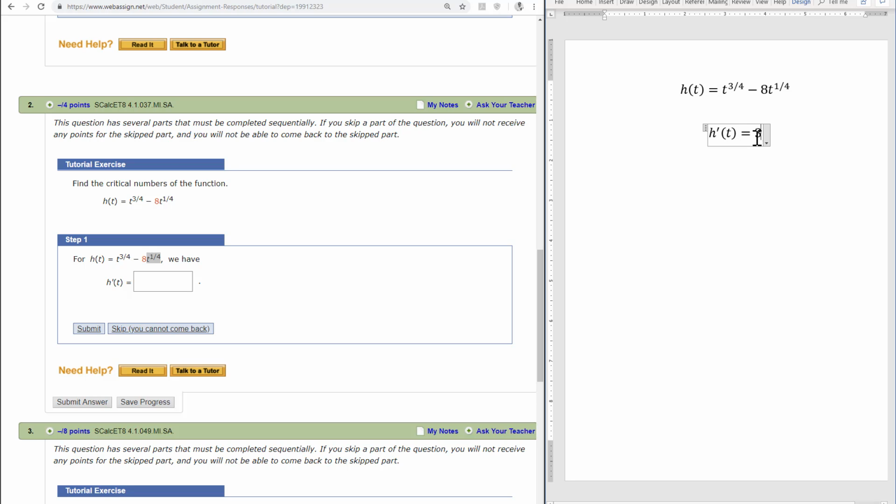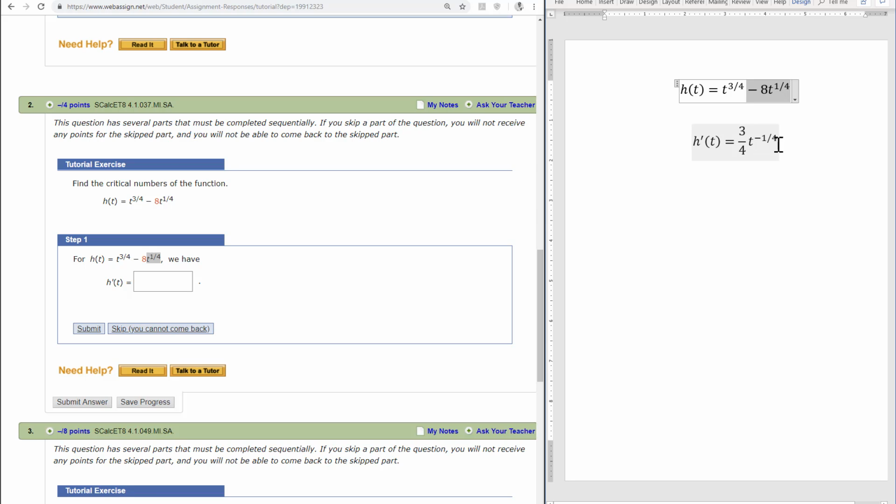So we're going to start off with the 3/4 times t raised to the 3/4 minus 1. So 3/4 minus 1 is going to be 3/4 minus 4/4. I think that's going to be a negative 1/4. So this negative power brings us down to the denominator. So we'll keep that in mind.